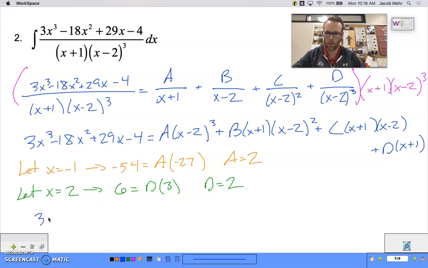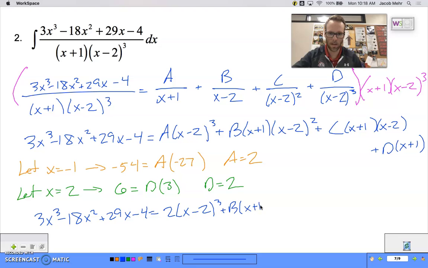So our new equation, we are going to put that 2 in for the A. We don't know what B is yet, so we're going to leave that. We don't know what C is, so we're going to leave that. And we know D is 2.